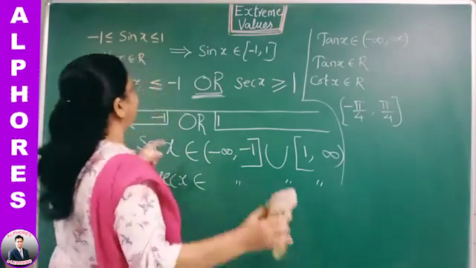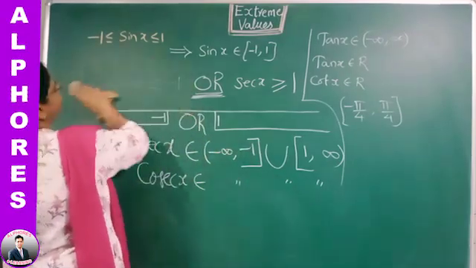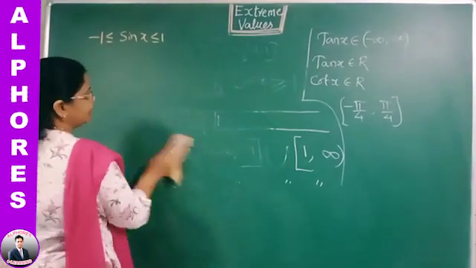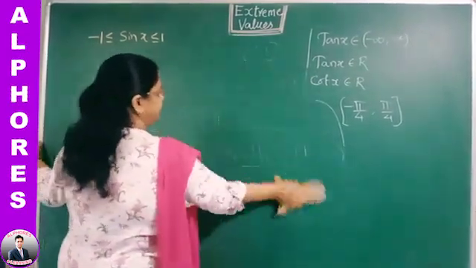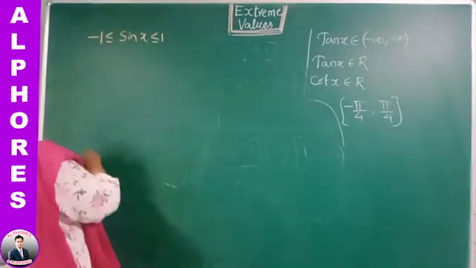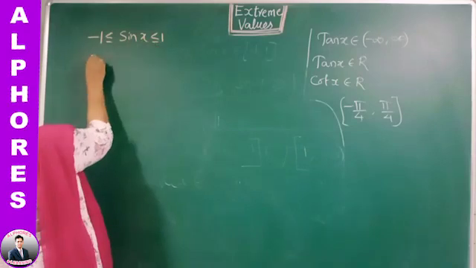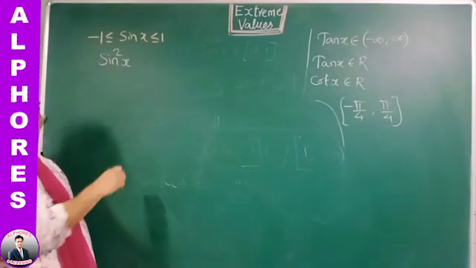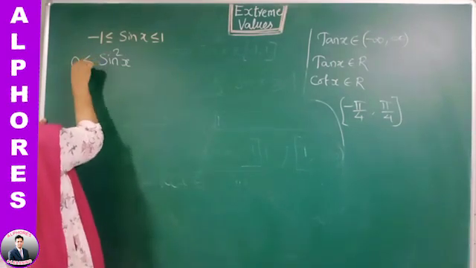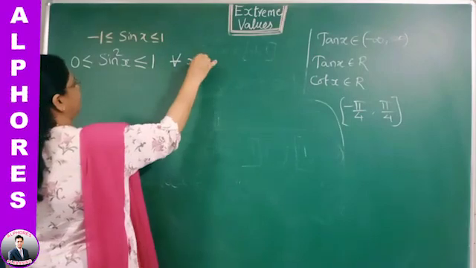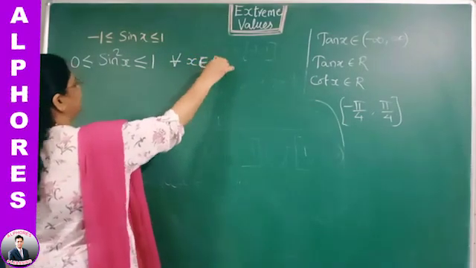Now suppose, students, sin x falls between minus 1 and plus 1, then what about sin square x, the square of that particular value? Here it is between minus 1 and 1, therefore sin square x, being an even power, will always be between 0 and 1 for all x belonging to R, right? So this is one of the important conditions.